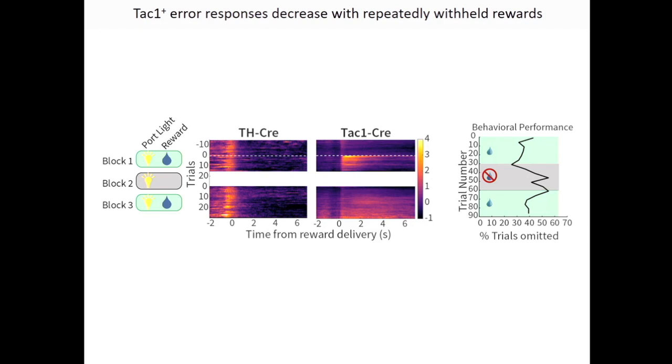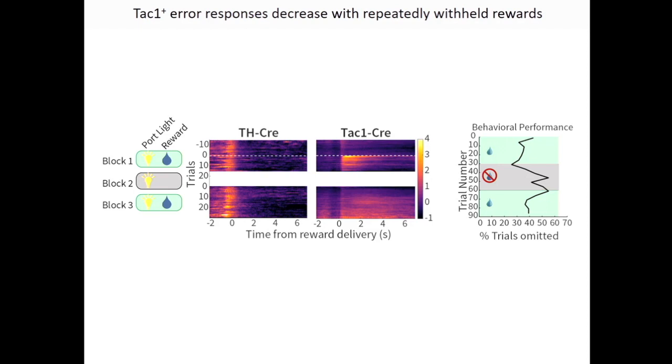For the Th cells, you can see that the response before the water reward is rather stable. Again, the light is on this entire time. But for the TAC1 cells, you see this really strong response on that very first withheld reward. But after subsequent withheld rewards, or subsequent, let's say, disappointments, the amplitude of that response decreases over the course of the extinction block. Eventually, I pick up the rewarded trials again.